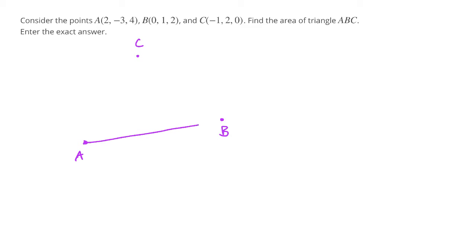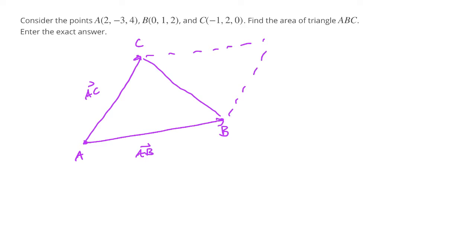Well, if we imagine that we take the vector from A to B, and then we also take the vector from A to C, and those two vectors form the sides of our triangle, so we have our third side between C and B. If we imagine drawing the parallelogram, then the area of our triangle ABC is going to be equal to half of the area of the parallelogram.